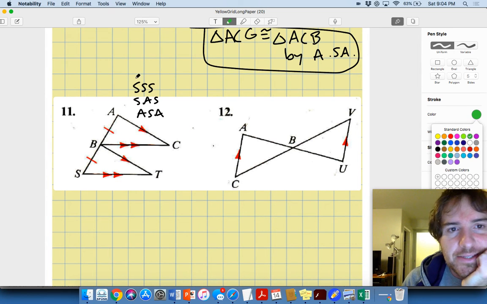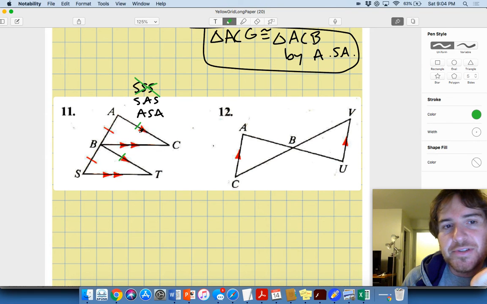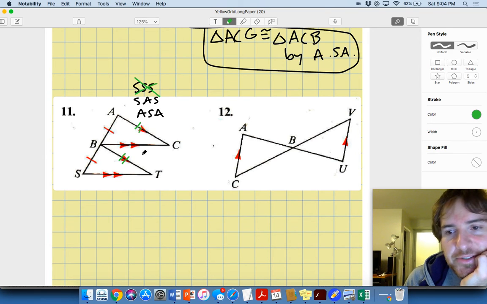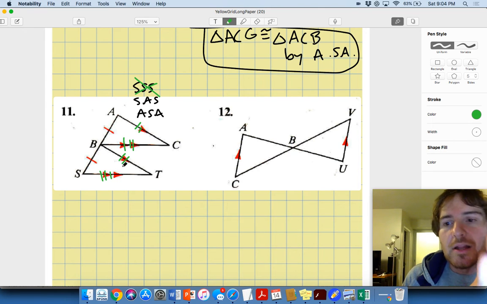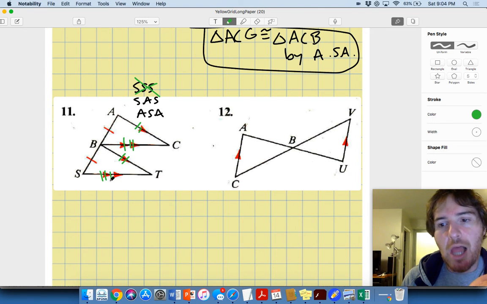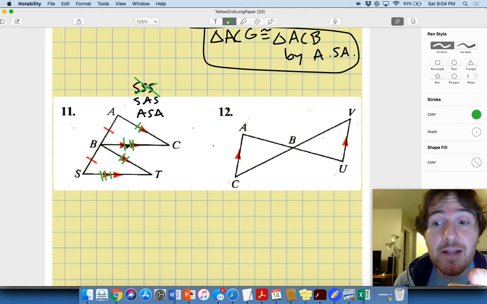I don't think it's going to be SSS because why would we say this? And how would we know that those sides would be congruent? Let's put 2 tick marks there. How would we know that these are congruent here? There's nothing here with parallel lines that would allow you to determine that sides were a certain length. That doesn't happen. What are parallel lines good for?